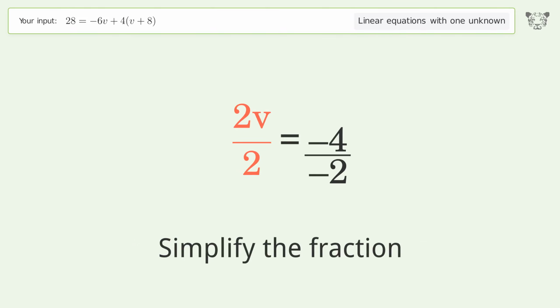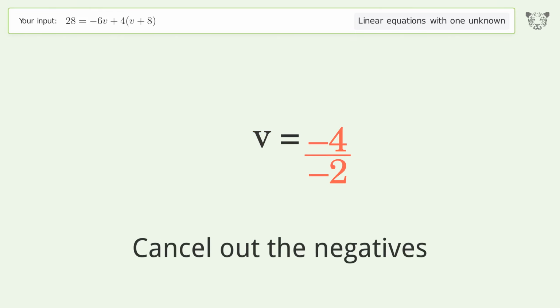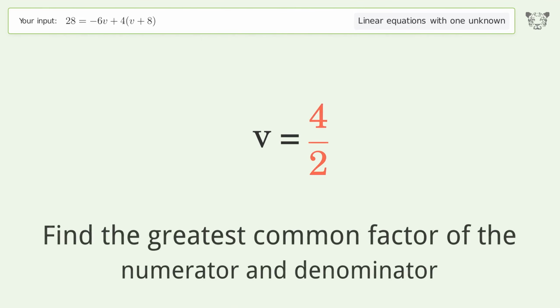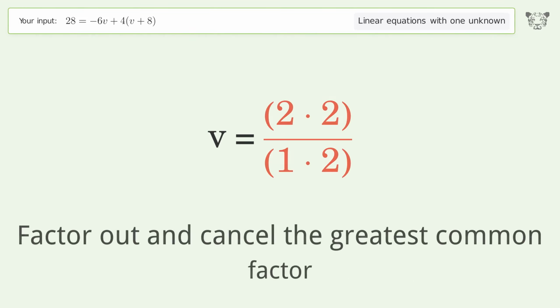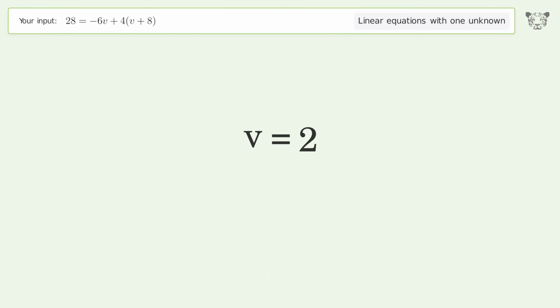Simplify the fraction. Cancel out the negatives. Find the greatest common factor of the numerator and denominator. Factor out and cancel the greatest common factor. And so the final result is v equals 2.